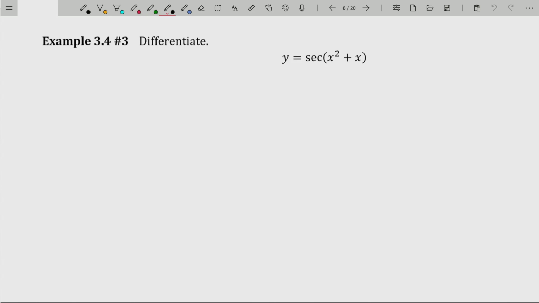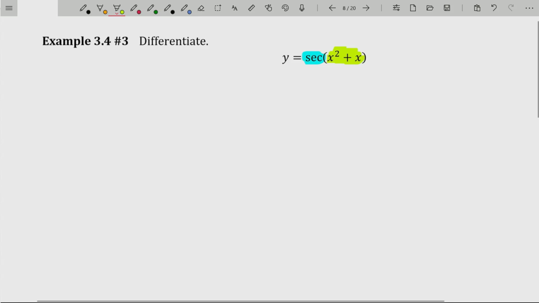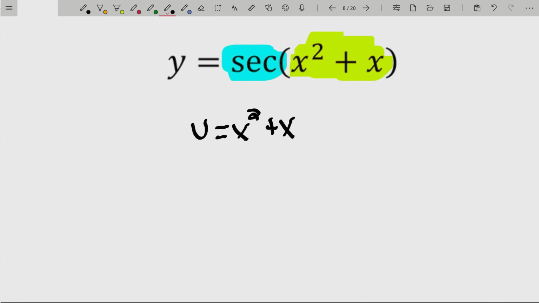All right, we're asked to differentiate this function, y equals secant of x squared plus x. So the outer function is the secant, and the interior function is the x squared plus x. So what I'm going to do is label the interior function and work from there. I'll let u equal x squared plus x, and that means that y is equal to the secant of u. Much easier to tackle both of those.